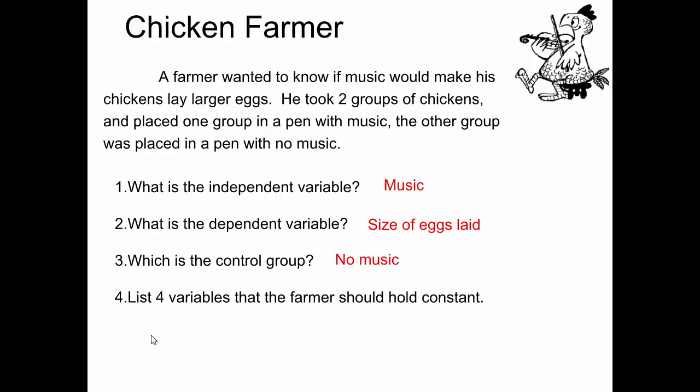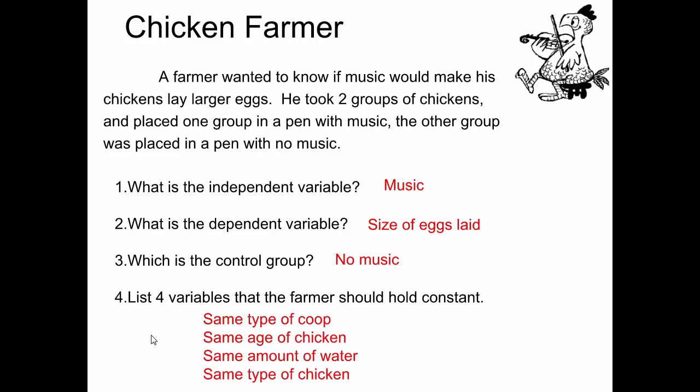Yeah, all those things. We could go on and on with a long list here. All those things should be held constant. Same type of coop, same age of chicken, whatever. You don't need to have these exact ones. But all of those other factors, we want just one single thing different. Whether or not they're hearing music.